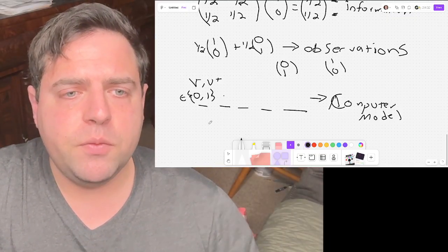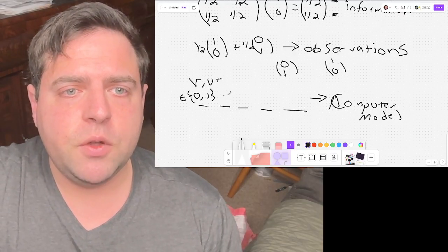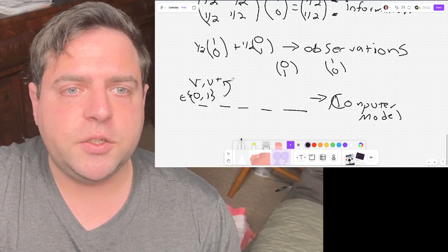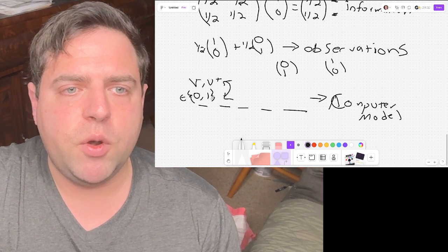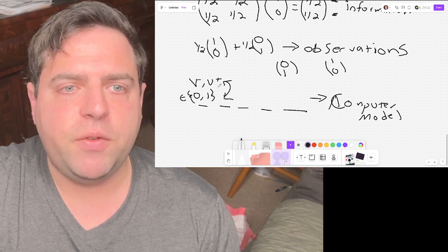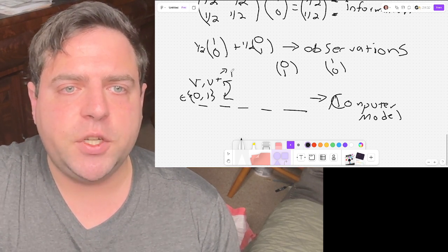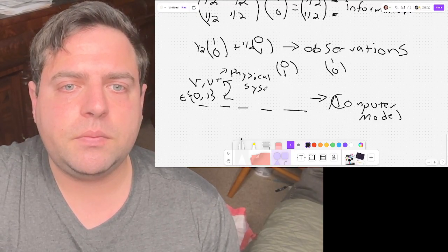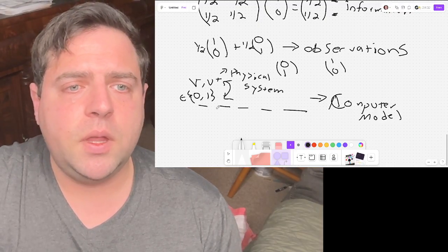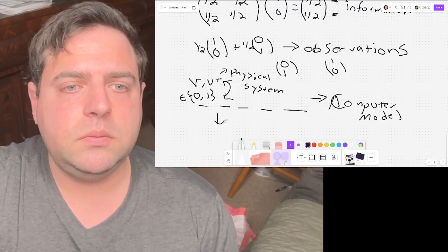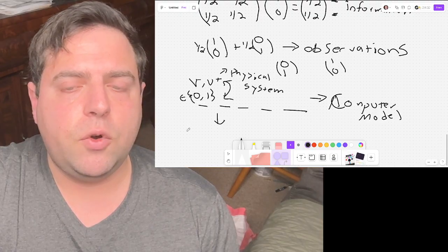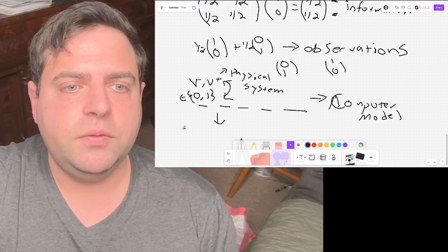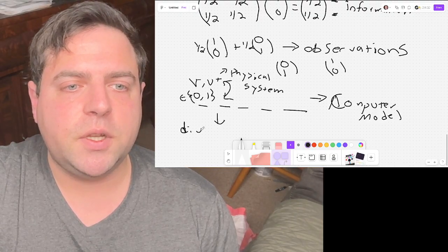What's the actual physical system? Well, you can do different types of correspondences. You can correspond between the 0 and 1 abstraction over the voltages. So in that case, the voltages would be the physical system. Or you could actually go to the full physical system of digital circuits.